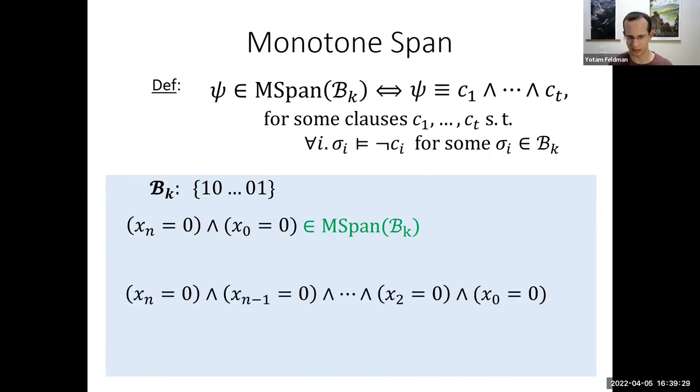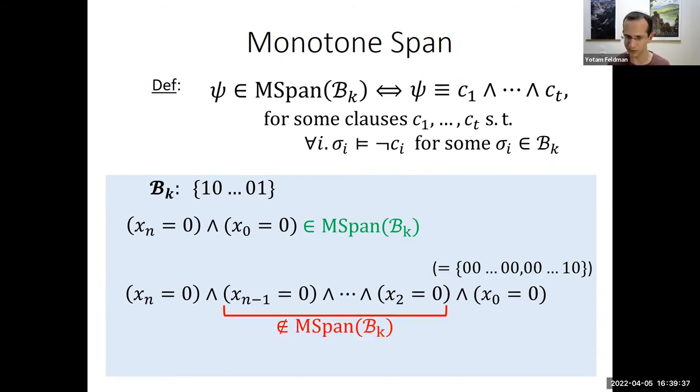However, this formula, which actually corresponds to the set of states 0 and 2, doesn't belong to the monotone span. The reason is that these clauses that I marked here by themselves don't exclude any of the states in BK, because the conjunction actually agrees with the value in the state there. So although the entire formula excludes that state, these clauses independently don't do that, and for this reason, this formula doesn't belong to the monotone span.